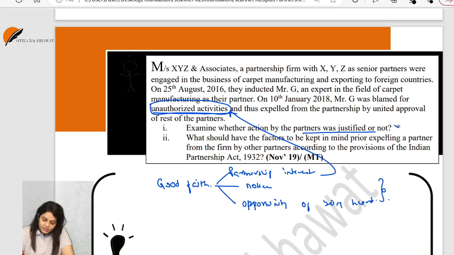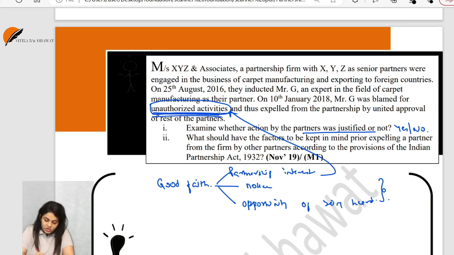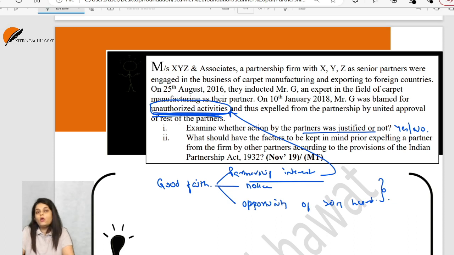So if I just say justified, yes is not correct, no is not correct. But I know that to some extent expulsion is correct because he was doing something which was against the interest of partnership. But I don't know if he was given a notice or not. So the best way to write such answers is: yes, it is correct, provided he was given a notice and an opportunity of being heard. Right? If these two points are present, then it is valid. So if you finish on this note, it's a better answer.